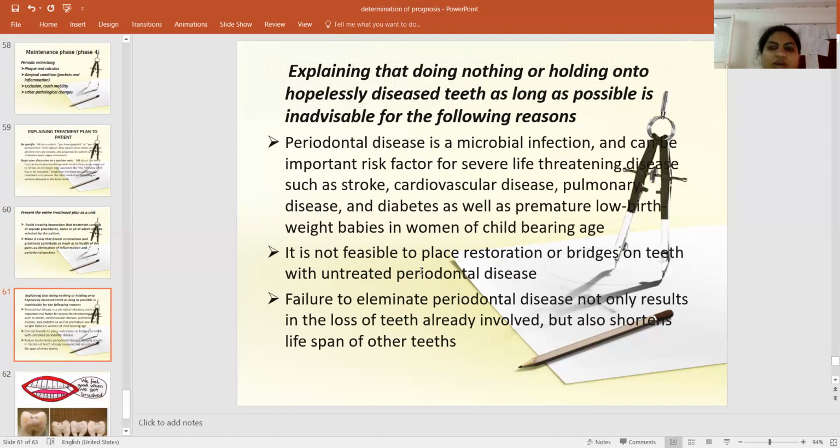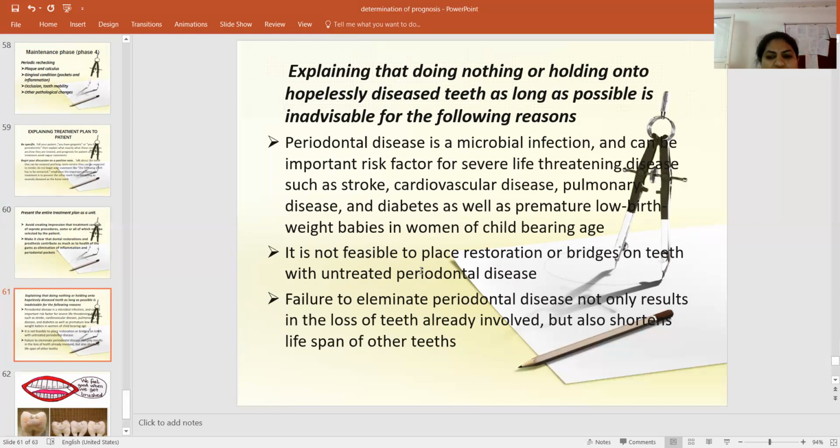Explaining, then doing nothing or holding on to the hopelessly diseased teeth as long as possible is unadvisable. Why? Because of the following reasons. Because the periodontal disease is a microbial infection, it can be an important risk factor for severe life-threatening disease such as stroke, cardiovascular disorders, pulmonary disease, diabetes, as well as premature low birth weight babies in women of childbearing age. It is not feasible to place restorations and bridges on teeth with untreatable periodontal disease.